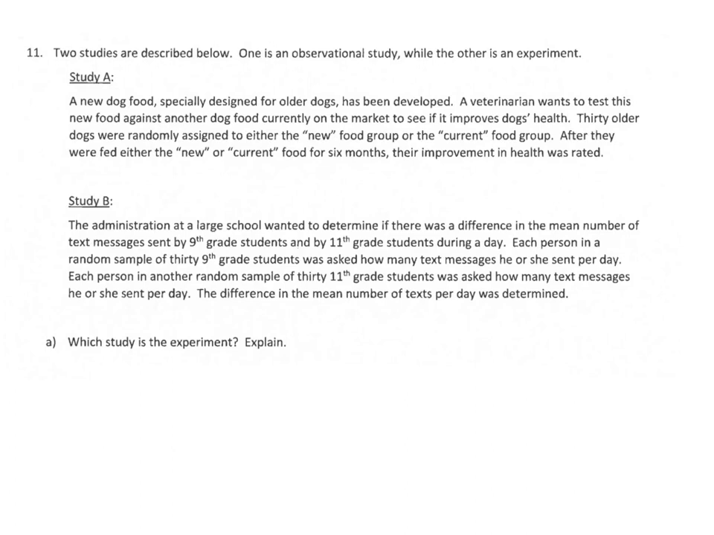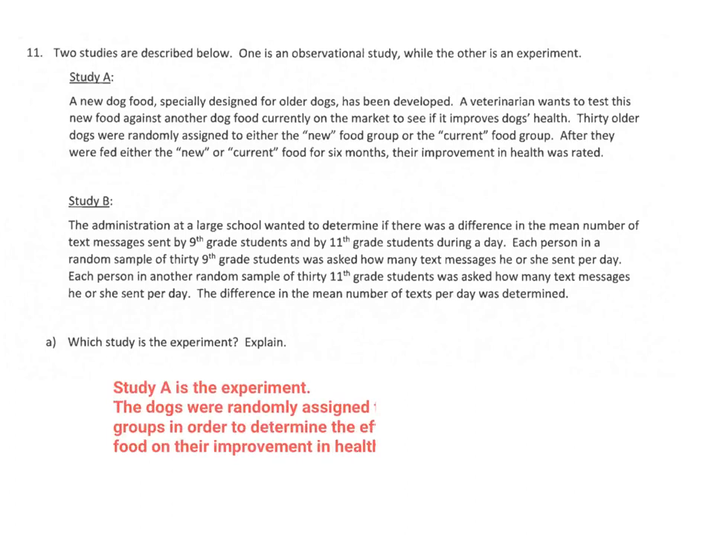Okay, so letter A wants to know which study is the experiment. So I said study A was definitely the experiment here. I said the dogs were randomly assigned to 2 different groups. And I just want to point out, don't forget to use this word randomly. That's really important. Okay? So they were randomly, and look, you see it right here. They were randomly assigned to 2 different groups in order to determine the effects of the dog food on improvement in their health. Okay, so there was the control group who was given the current dog food, and then there was the experimental group who was given the new dog food.